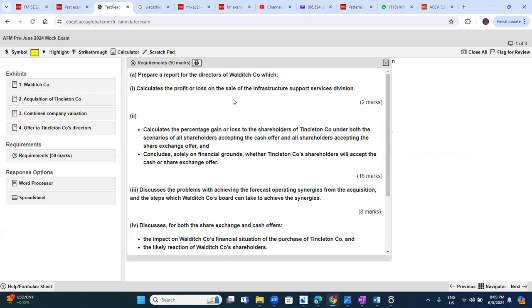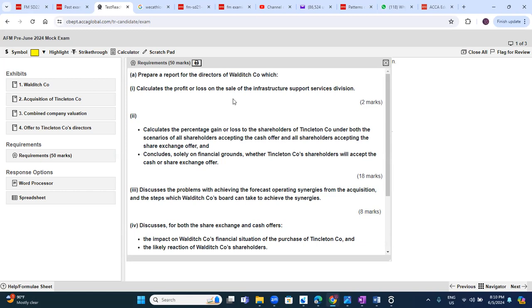Third part, discuss the problems with achieving the forecast operating synergies from the acquisition. You need to write the problems which you can face in achieving the synergies. Like it's a question of how you will not achieve the synergies, and the steps which the company board can take to achieve the synergies. The examiner has tested this point before. Like there is a question named Vogel company. This theory has already been tested in that question.